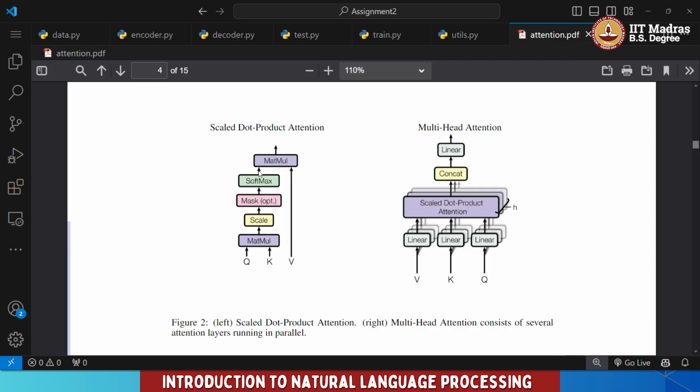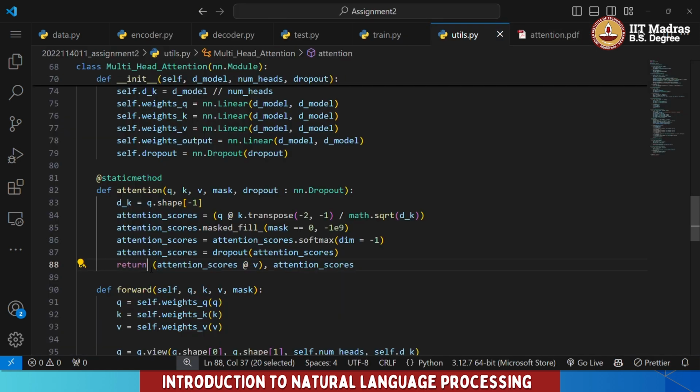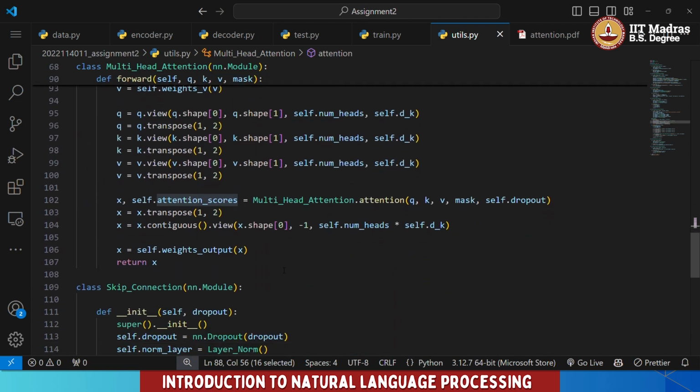As you can see, once you're over here, you have the attention scores. And then once you multiply it with V, you get the final scaled dot product attention that we're talking about. For simplicity, in case you want to visualize the attention scores later on, we return both of them. We return the attention scores multiplied by V and the attention scores itself.